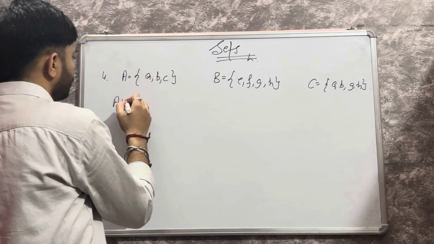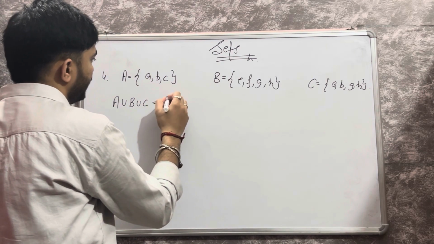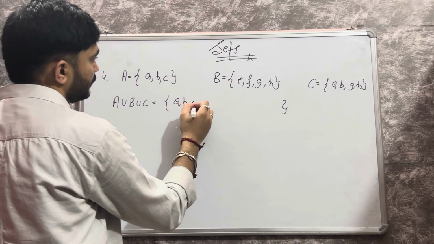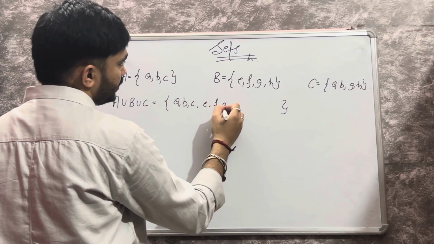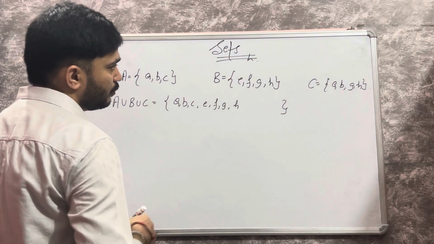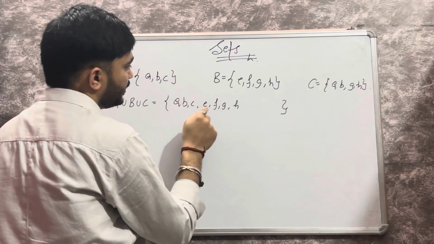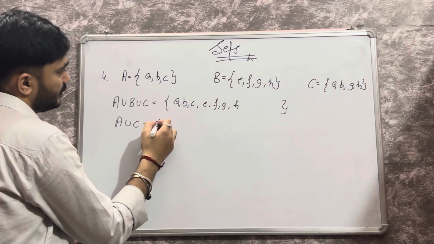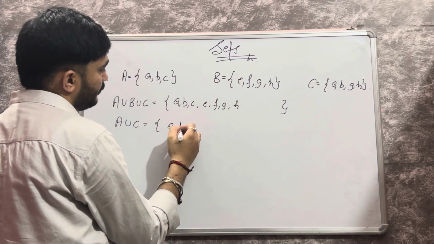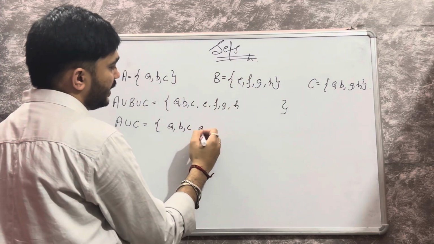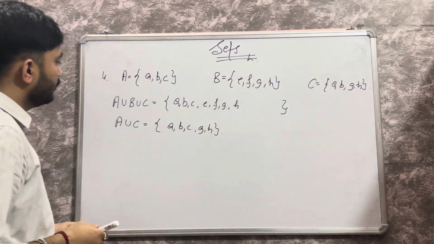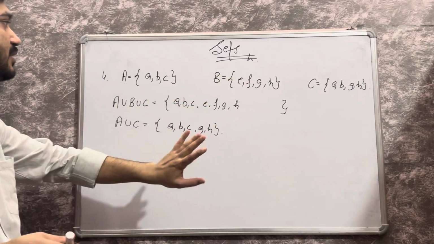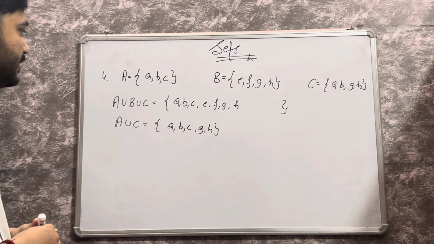If we want to know the union of all three, we have to write the elements included in all three, that is a, b, c, e, f, g, h, and we are not going to write a, b, g, h again because they are already included. If we have to find the union of A and C, then we are going to write the elements a, b, c and g, h of both, including those which are not in common as well. So a, b, c, g, h are all the elements present in A and C.